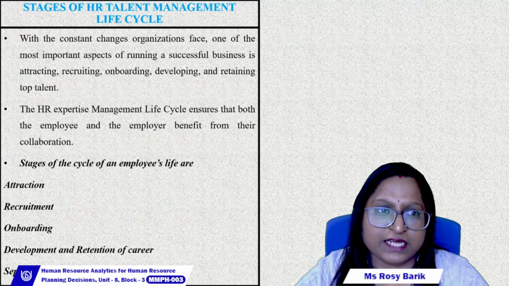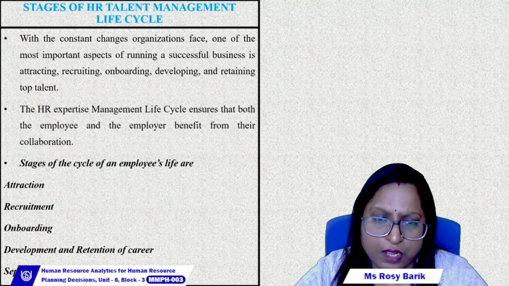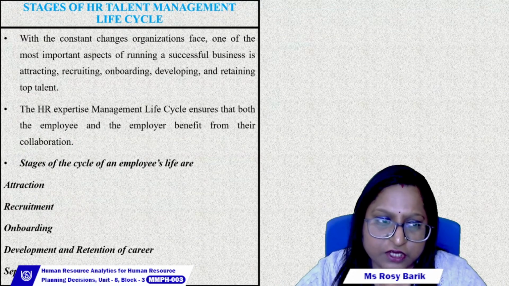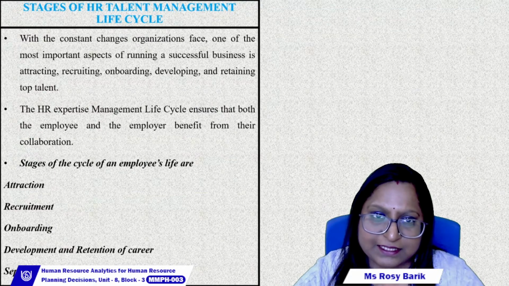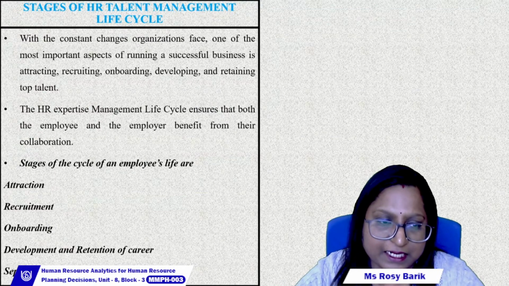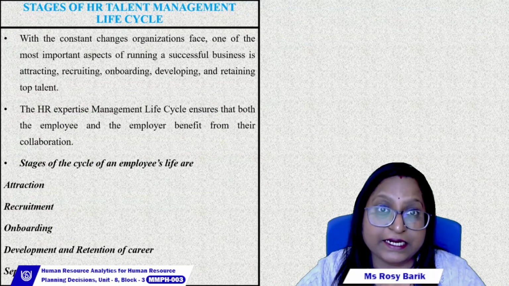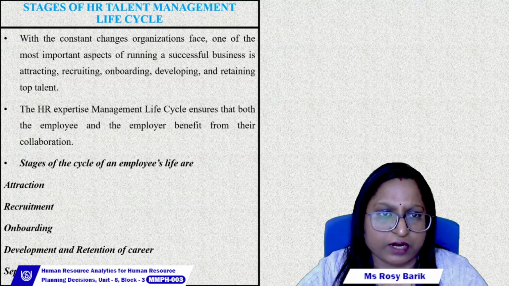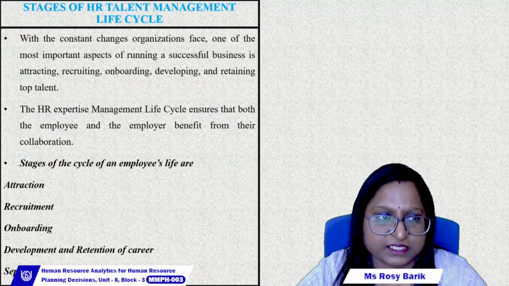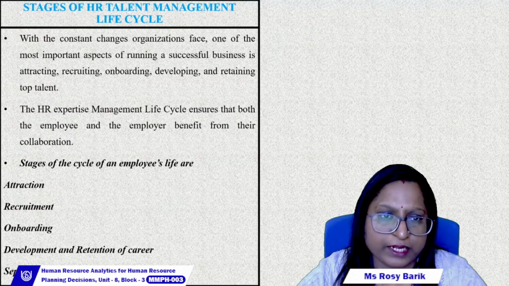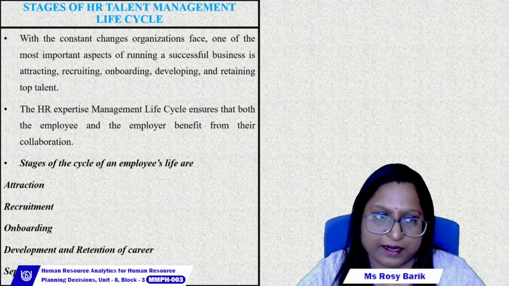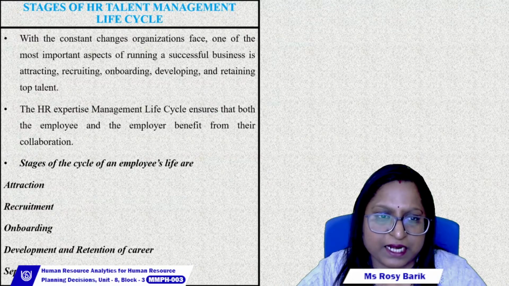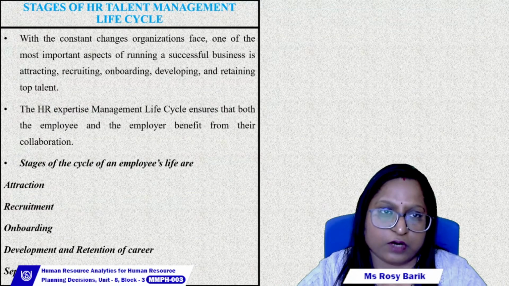Stages of the HR talent management life cycle. HR talent management has different stages in its cycle. Through this cycle, if the company is able to fulfill it, then they can be the leader of the labor market. With the constant changes organizations face, one of the most important aspects of running a successful business is attracting, recruiting, onboarding, developing, and retaining top talent. The HR talent management life cycle ensures that both the employees and employer benefit from their collaboration.